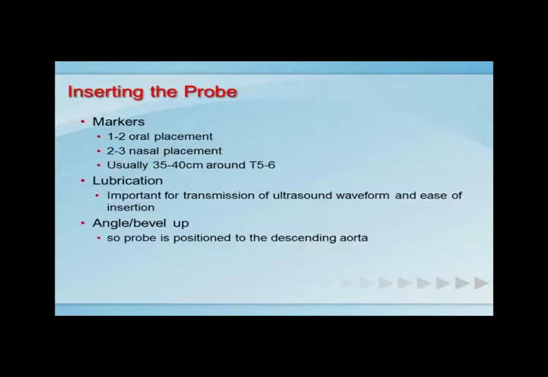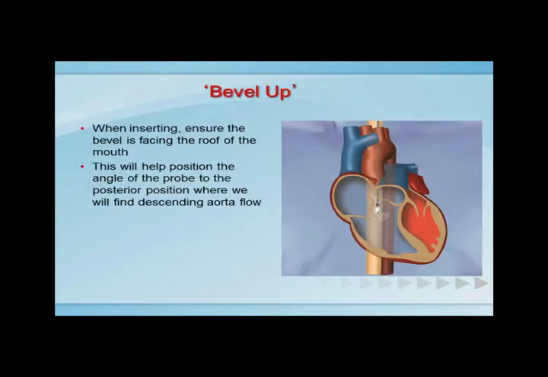Inserting the probe, there are markers on the probe, and there are 2 markers for oral placement, usually inserted to 35 to 40 centimeters around the T5, T6 region. You should lubricate the probe prior to insertion, as this is important for transmission of the ultrasound waveform and ease of insertion. The bevel on the probe should be angled up, so the probe is positioned to the descending aorta. When inserting, ensure the bevel is facing the roof of the mouth.